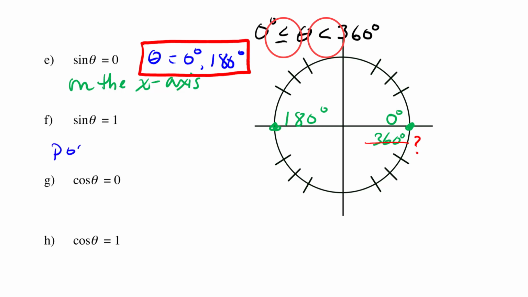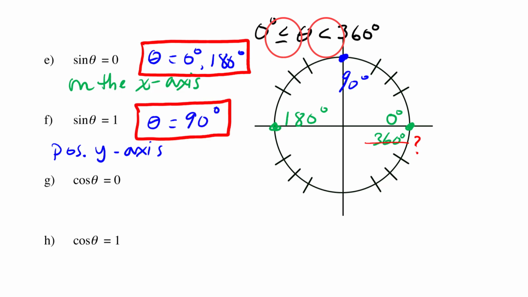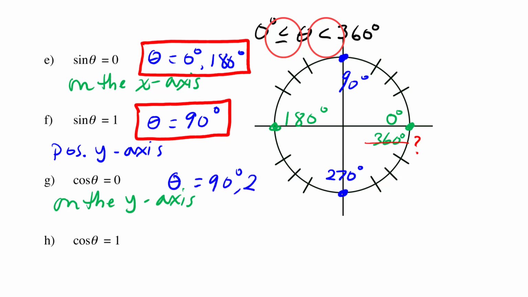Okay, sine of theta is 1. That's got to be on the positive y-axis, and that happens at 90 degrees. So theta equals 90 degrees. Okay, cosine theta equals 0. That happens on the y-axis. And there are 2 angle measures there. There's the 90 degrees and also 270 degrees. So this one has 2 solutions for theta. Theta equals 90 degrees, comma, 270 degrees.